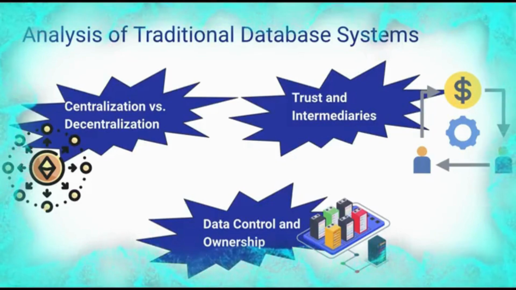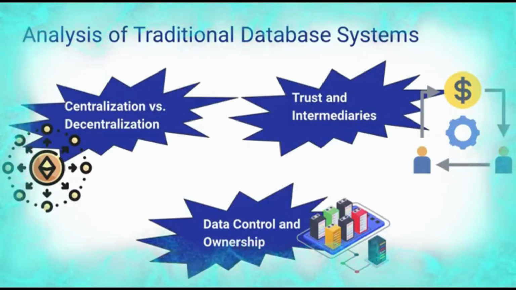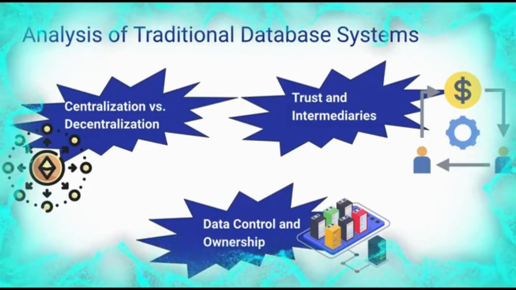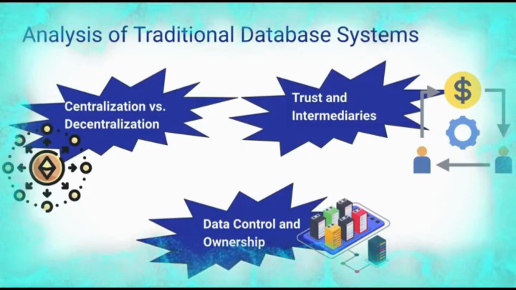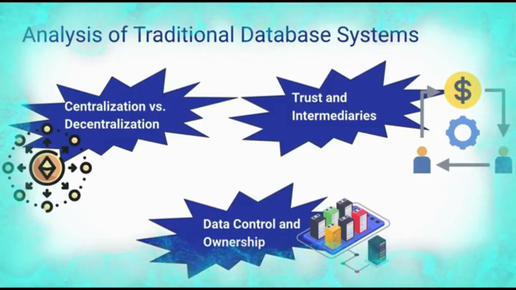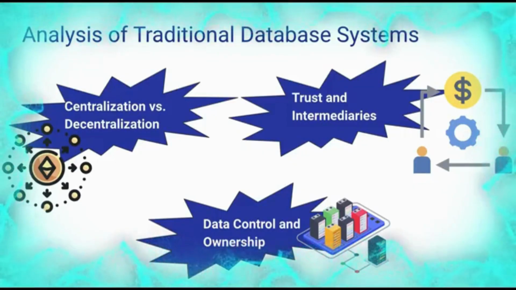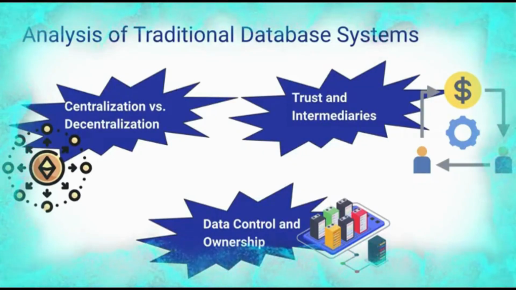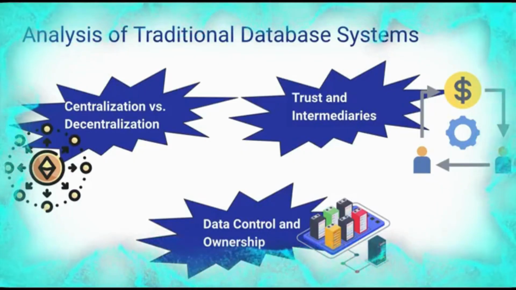Data control and ownership. In traditional databases, data control and ownership reside with the database administrator. Blockchains allow participants to have ownership and control over their data. Trust and intermediaries. Traditional databases rely on trusted intermediaries to validate transactions. Blockchains achieve trust through consensus mechanisms, reducing the need for intermediaries.